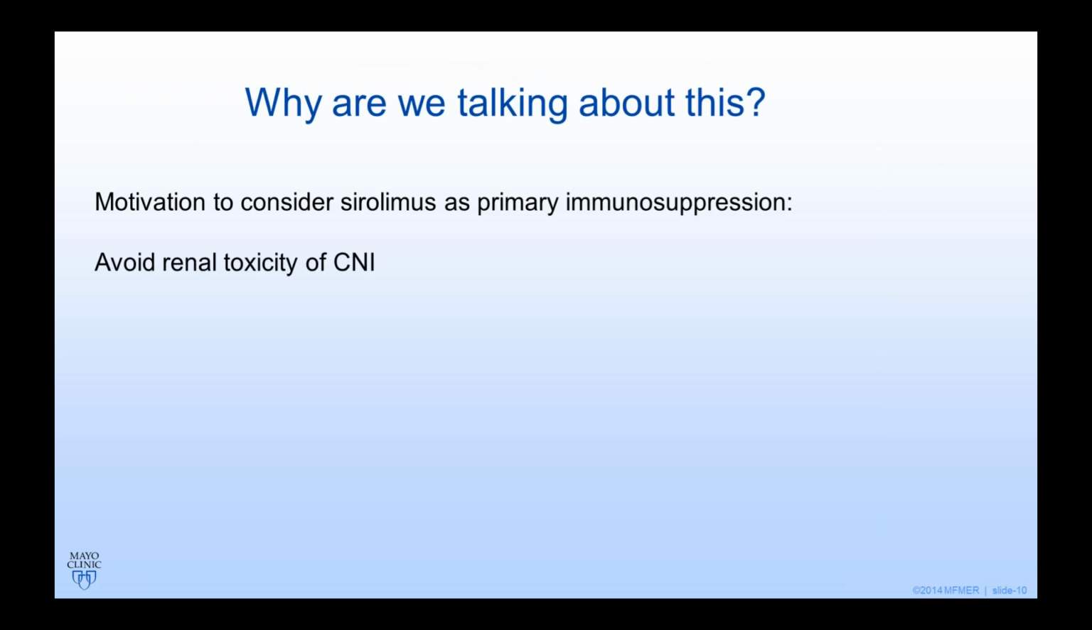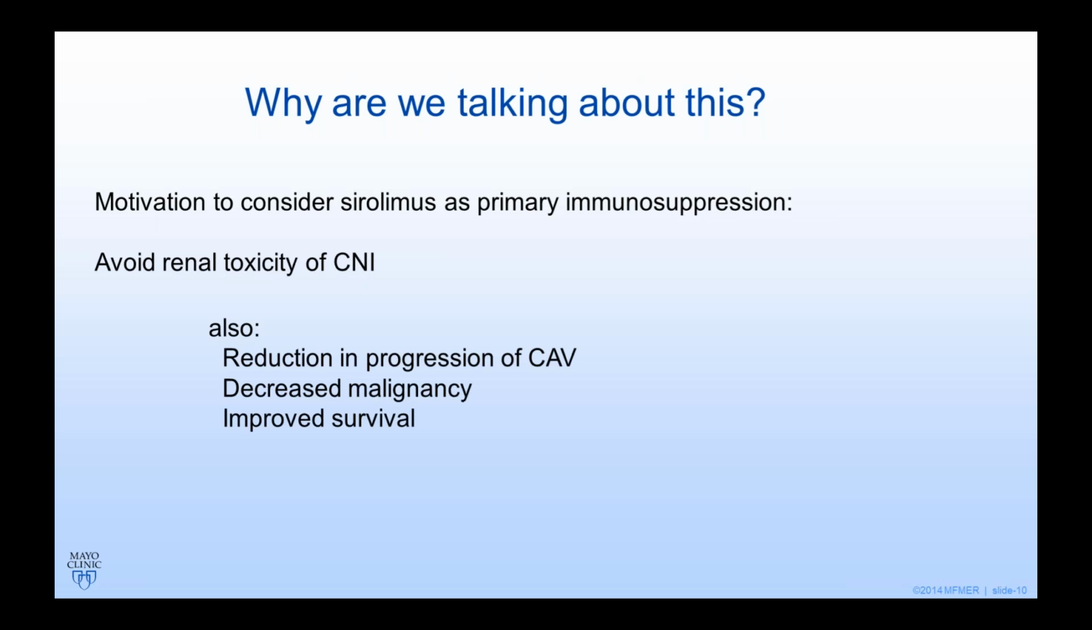So why are we talking about this? Well, there's been a motivation for a while to consider sirolimus as a primary immunosuppressant in order to avoid the renal toxicity related to cyclosporin or tacrolimus. But it also turns out that there is reduction in progression of coronary allograft vasculopathy and a decreased risk of malignancy among patients that have been converted. And there is an association of improved survival in the papers I'll show you, although these are not randomized trials.